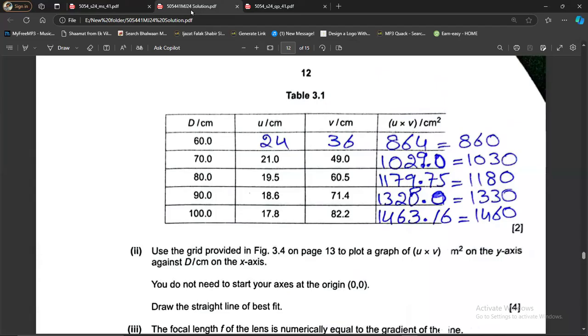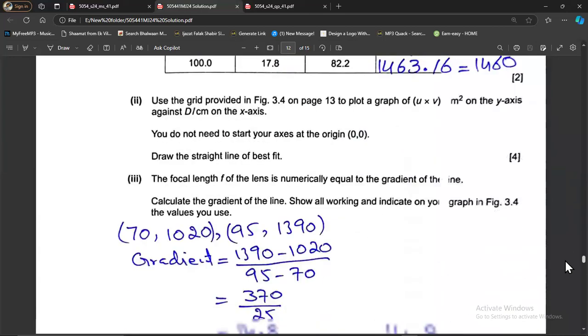Then they say use the grid provided in figure 3.4 on page 13 to plot a graph of u multiplied by v, which is in meter square, on the y-axis, and d in centimeters on the x-axis. You do not need to start your axis at the origin. Draw the straight line of best fit. So these d values are going to be on the x-axis. This value u multiply v is going on the y-axis. d starts from 60 and goes up to 90, and this reading starts from 860 and goes up to 1460.